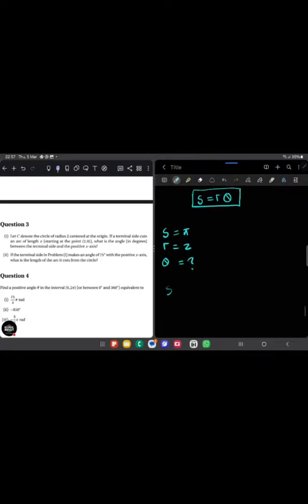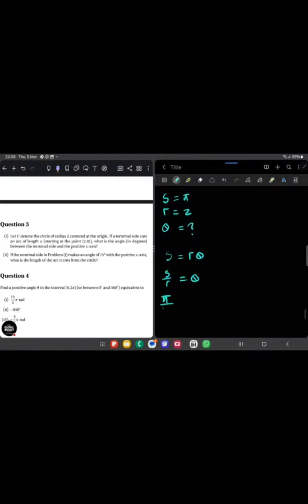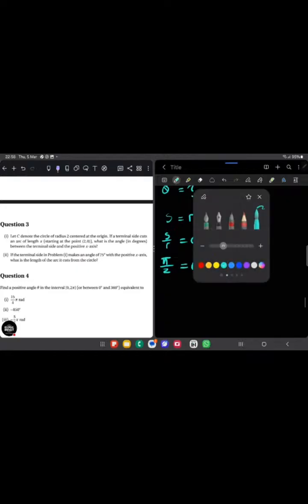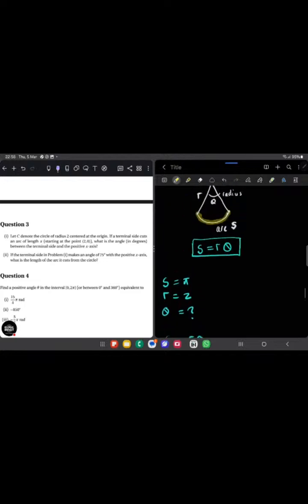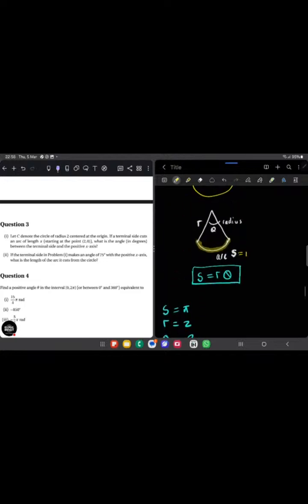So you're just going to say S is equal to R theta. Then now you're going to say S over R is going to be equal to theta. What is my S? My S is pi over 2. This is going to be theta. Done. So this is a bit of a joke. And they want it in degrees. What is the angle in degrees? Because they told us the length of the arc, they told us everything. So here they told us, just deal with the information. They told you that arc length is pi. And they told you that the radius is 2.